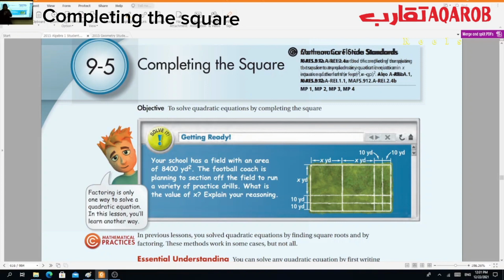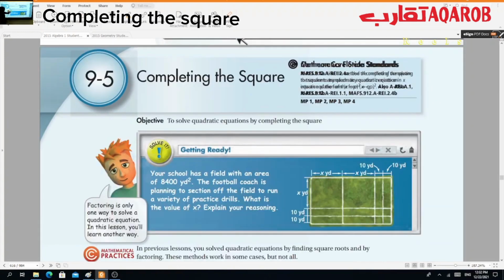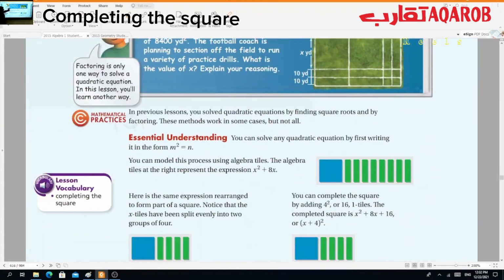We took solving quadratic equations by graphing, solving quadratic equations by finding the square root for some kinds or forms of quadratic equation, and the third method was solving quadratic equations by factoring. So this is the fourth method, solving a quadratic equation by completing the square. In this method, we will go back to the algebra tiles.